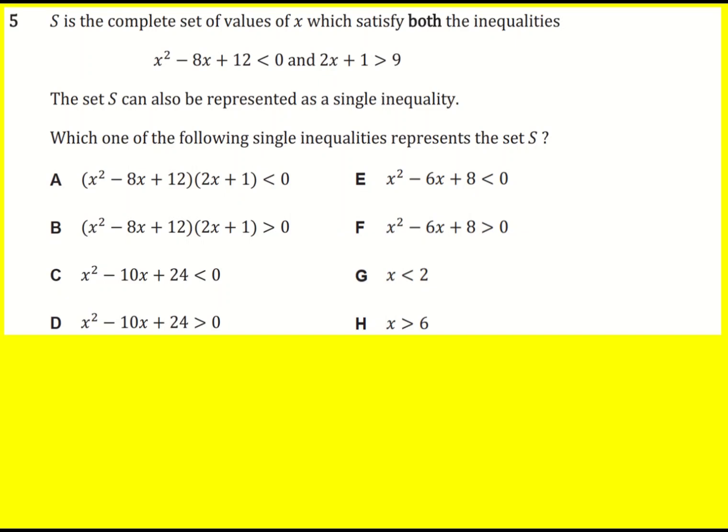The answers to this question are quite interesting because only two of them are your normal kind of range of values of x. The others are actually quadratic inequalities themselves. So we've got ourselves a quadratic inequality and a linear inequality. Don't just start trying to combine them.